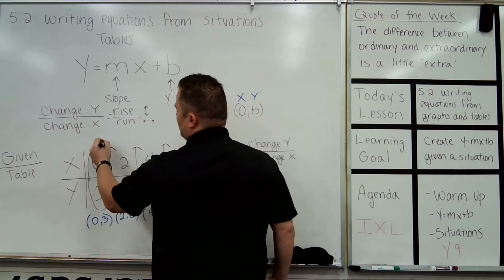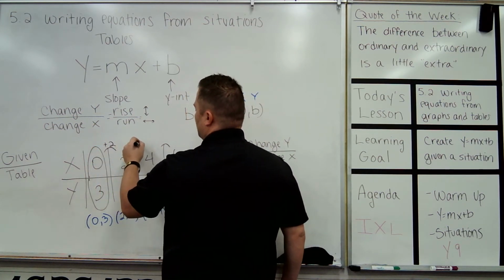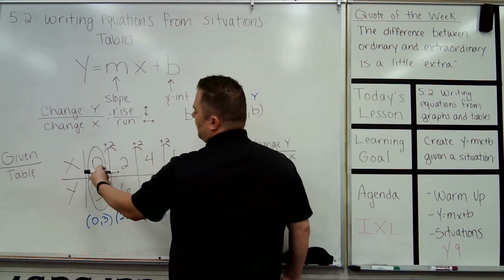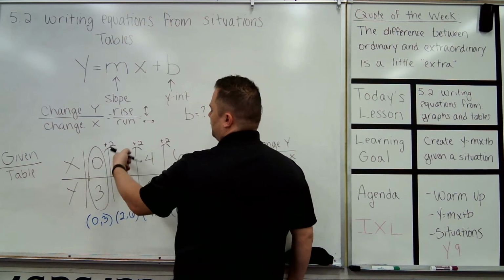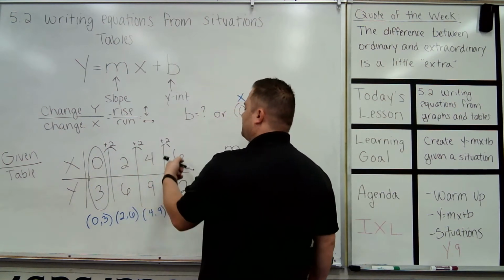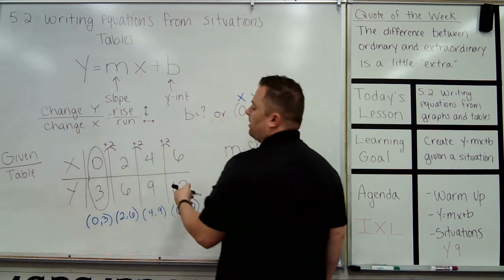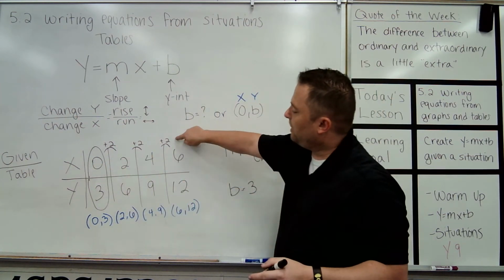These x are changing by 2 every time. Plus 2, plus 2. 0 plus 2 is 2. 2 plus 2 is 4. 4 plus 2 is 6. The change in each number to get from one to the next is by going plus 2.